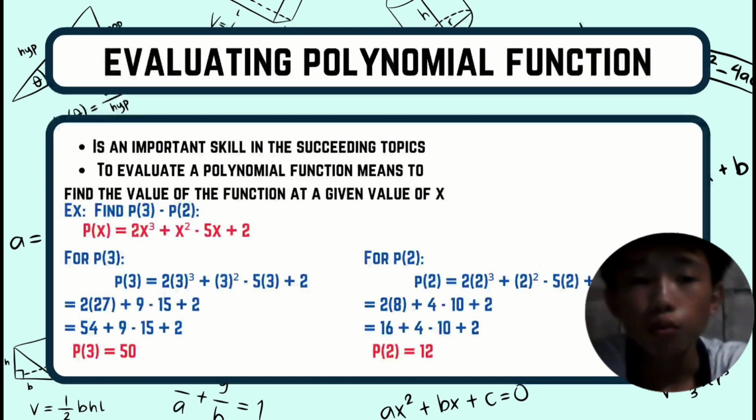P(3) is equal to 2 multiplied by 3 raised to the third power plus 3 raised to the second power minus 5 multiplied by 3 plus 2, which is equal to 54 plus 9 minus 15 plus 2, which is equal to 50.